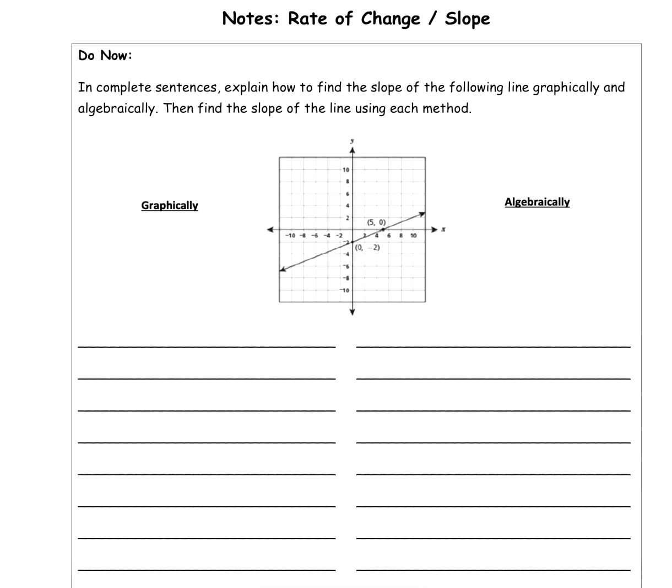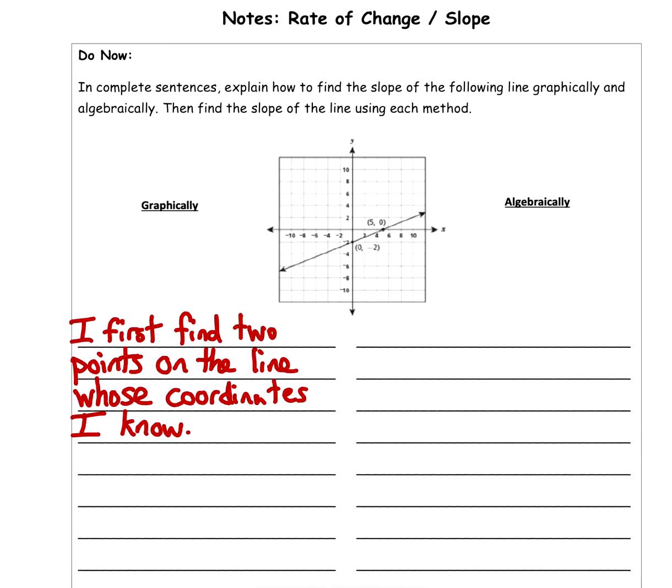So slope is always between how many points? We always need 2 points for slope. So this nice graph actually labels 2 points for us. So the first thing we want to do when we're trying to find slope graphically is we want to find 2 points. So you must first find 2 points on the line whose coordinates you know.